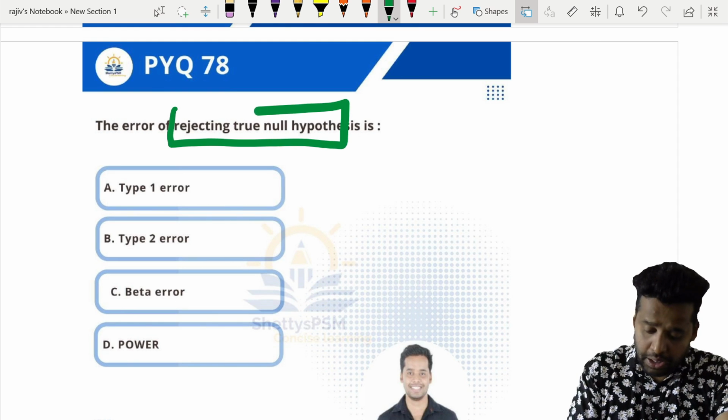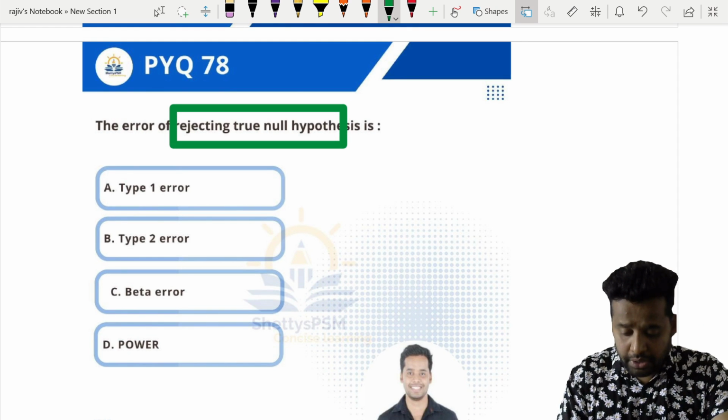Rejecting a true null hypothesis means there is no difference between A and B.